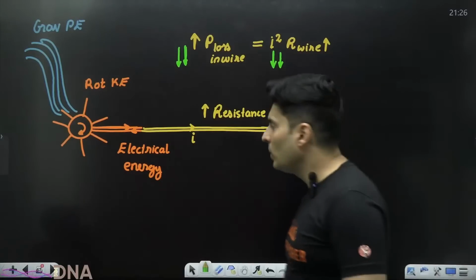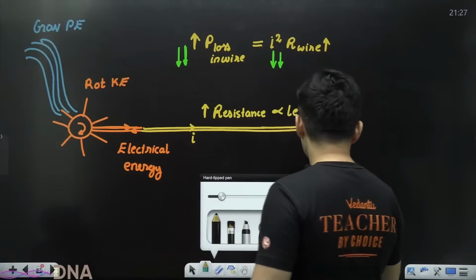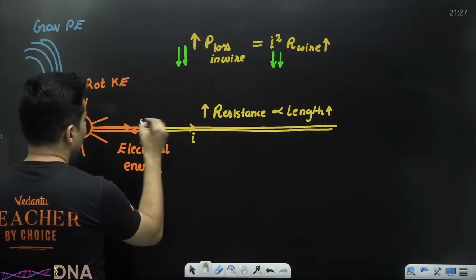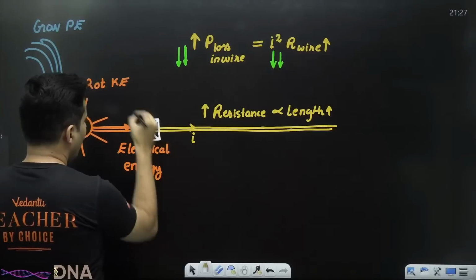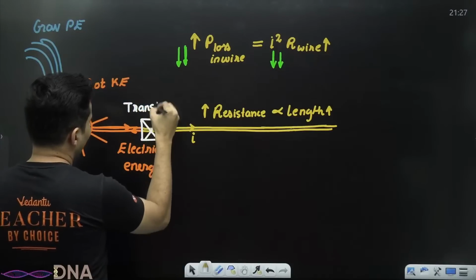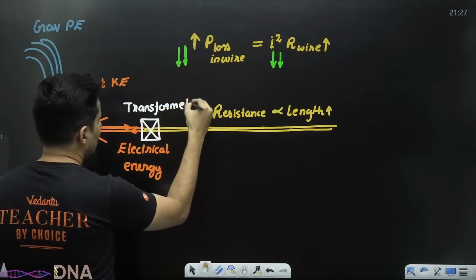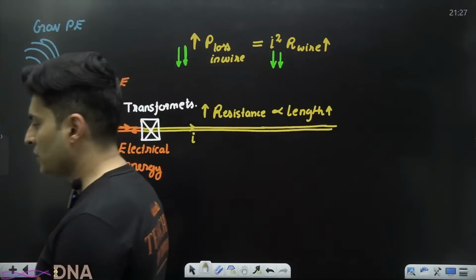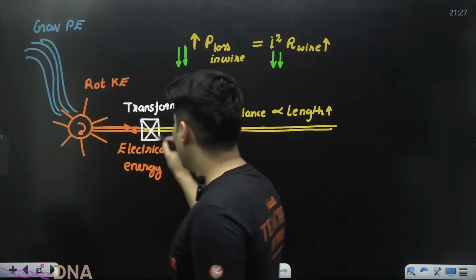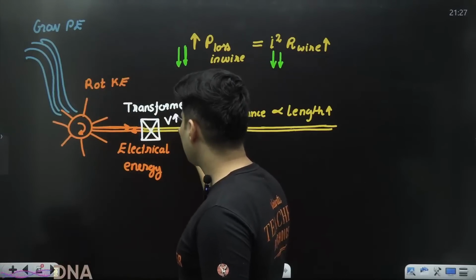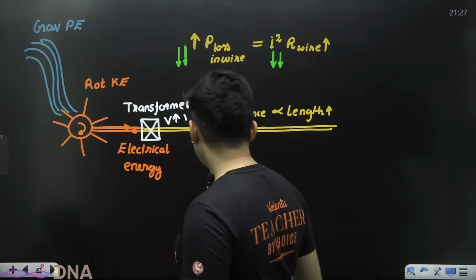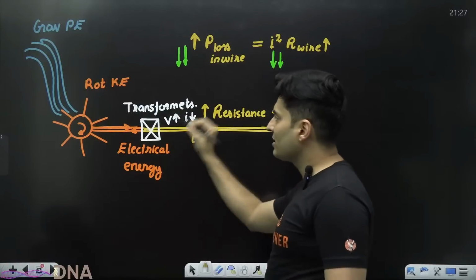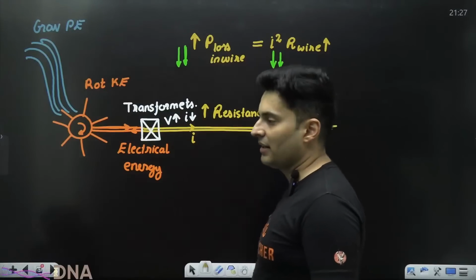So what they do is there is some kind of a device, which we will study later on, which is called a transformer. Autobots assemble, not that transformer. Yes. So that transformer increases the voltage, thereby reducing the current. Because the current reduces, that's why you will see the power loss reduces.